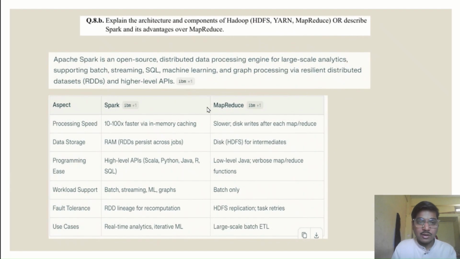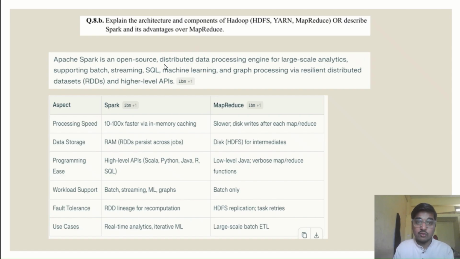Now let's discuss the B part of question number 8, which is asking to explain the architecture and components of Hadoop: HDFS, which is Hadoop Distributed File System, YARN, Yet Another Resource Negotiator, and the MapReduce method, or describe Spark and its advantage over MapReduce. So I have discussed what Spark is and its advantage over MapReduce.